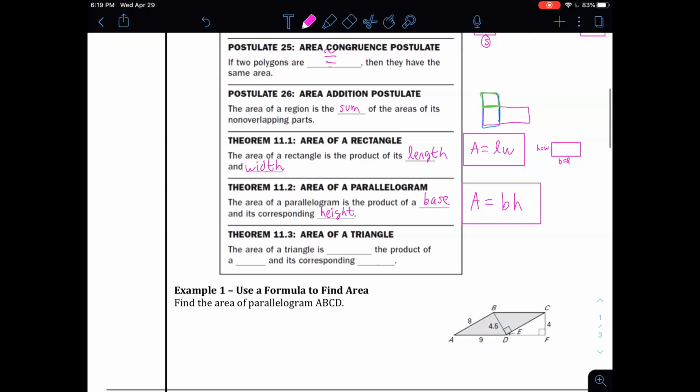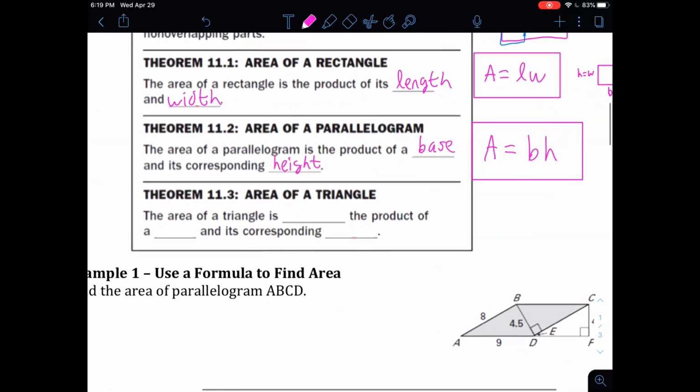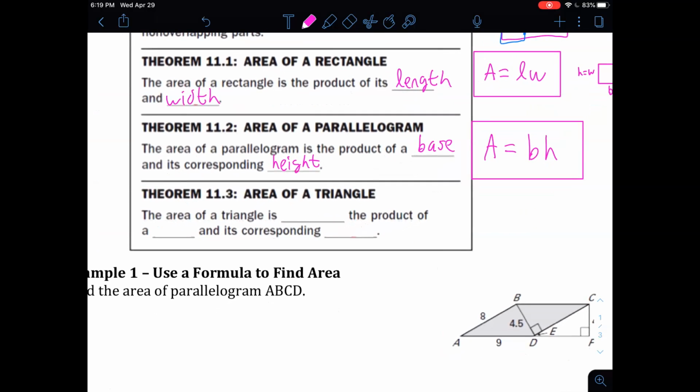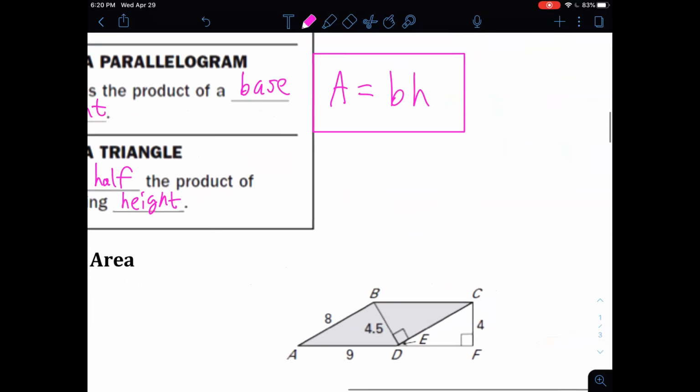Okay, an area of a triangle. Does anyone know the area of a triangle? The area of a triangle is 1/2 the product of a base and its corresponding height. So area of a triangle equals 1/2 base times height, or area equals base times height over 2.